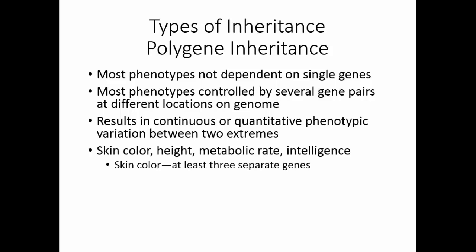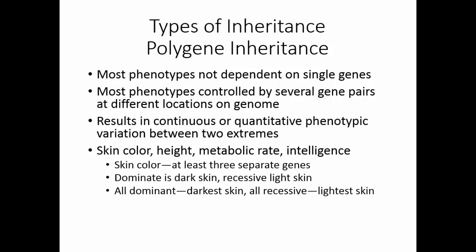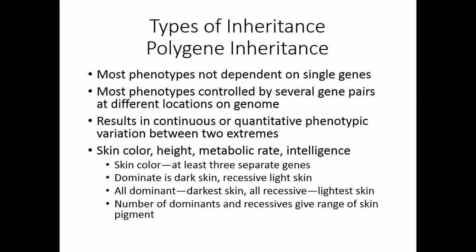Let's look at skin color. We know that there are at least 3 separate genes for skin color on 3 different chromosomes. Dominant is to have dark skin. Recessive is to have light skin. If all of your genes for skin color are dominant, you have the darkest skin possible. If all of your genes for skin color are recessive, you have the lightest skin possible. The number of dominant and recessive genes give you a range of skin pigment.